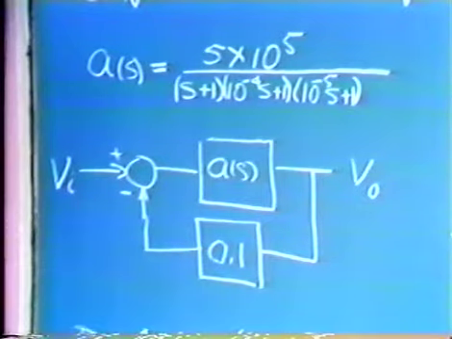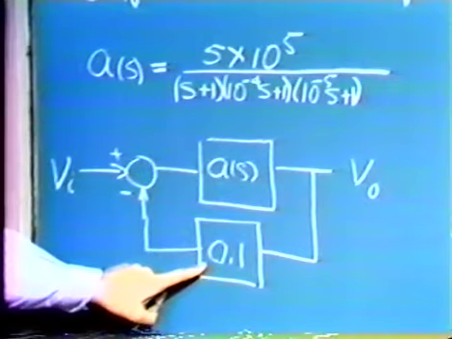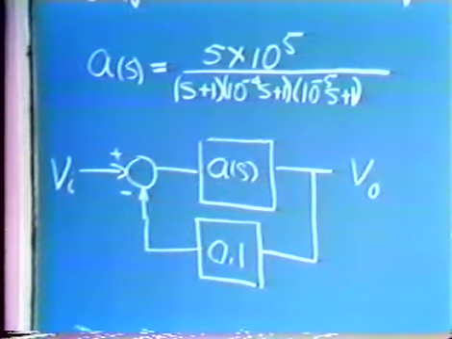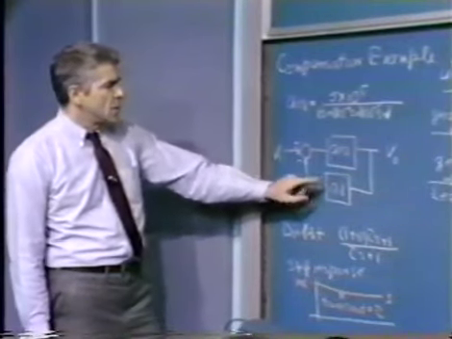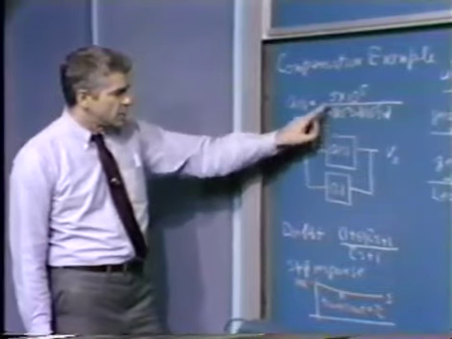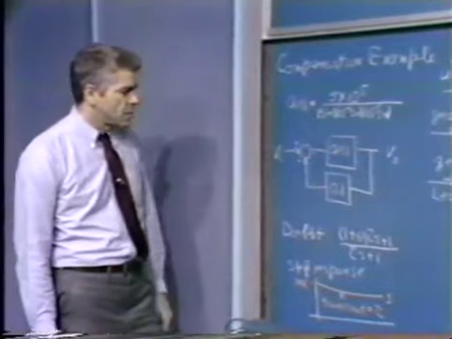This assumes, of course, that the feedback network doesn't load the output of the operational amplifier, and similarly that the input of the operational amplifier does not cause any loading on the feedback network. So under those sorts of ideal conditions, this is the block diagram that results. We, of course, substitute for A of S the expression above.